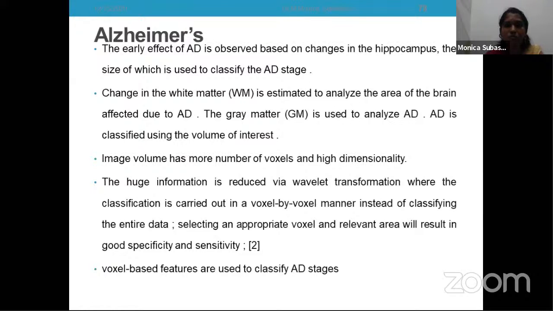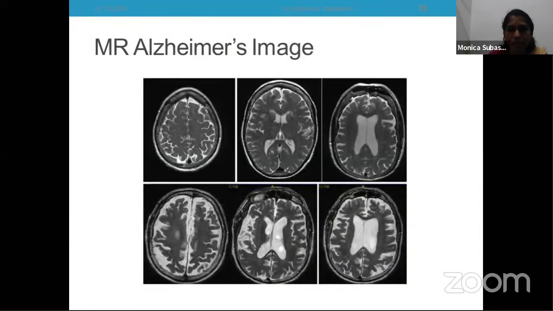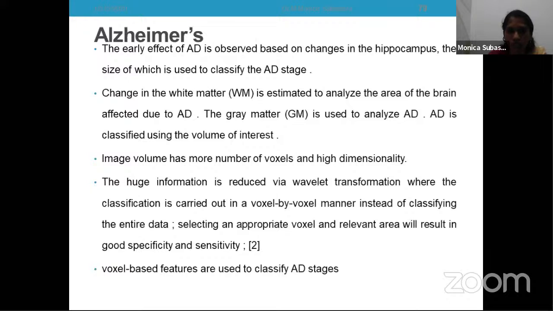Next particular disease is Alzheimer's. If you choose this problem statement, gray matter and white matter analysis is very important in Alzheimer's. That is how we decide whether the person is infected or not. That can be done from an MRI image. I just wanted to show this sample Alzheimer's image.